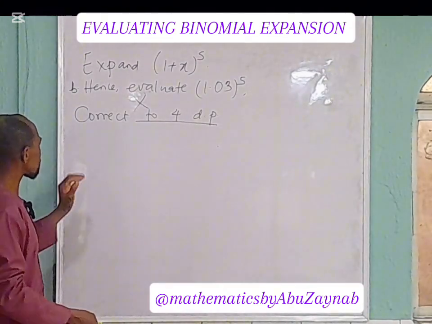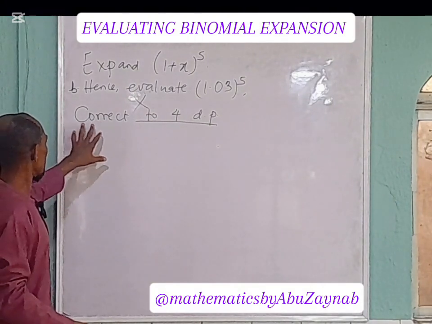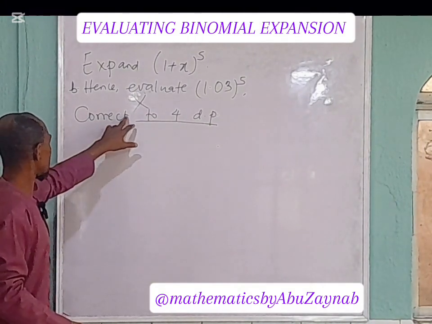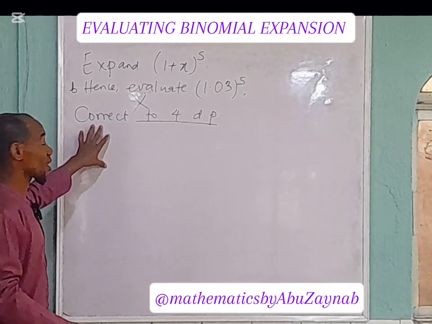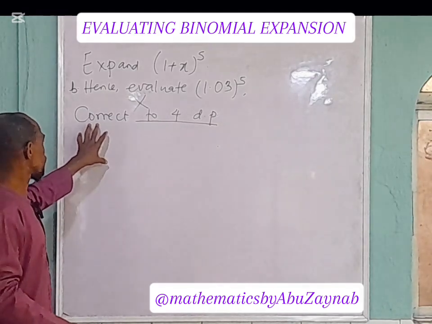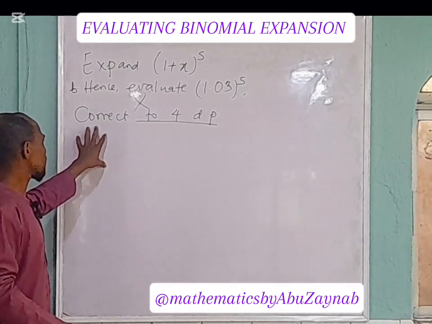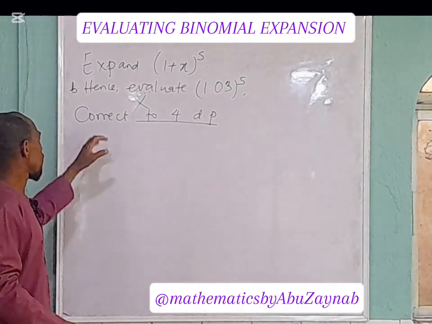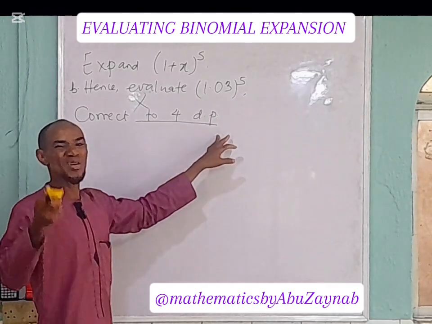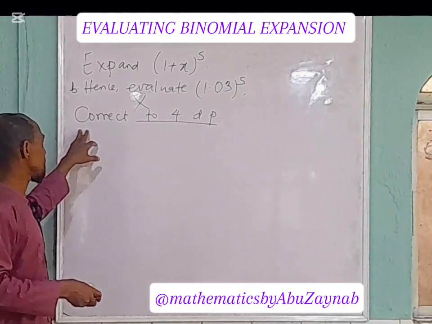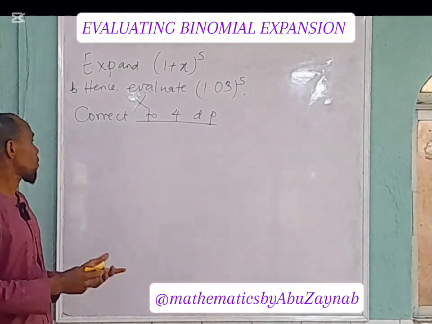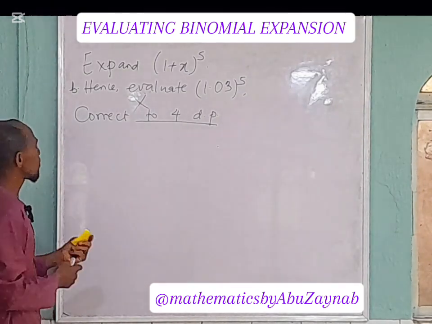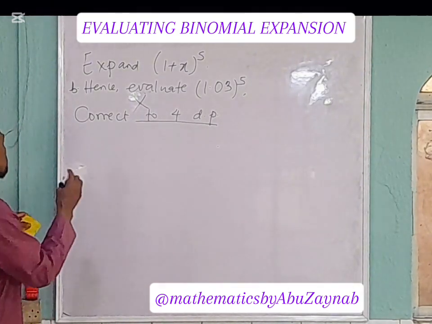That's one. Then two, a mistake that students or candidates often make in an exam is not solving their questions correct to the given degree of accuracy. Here, you have to solve correct to 4 dp, so you must necessarily leave the answer in 4 dp. That's 4 decimal places. So after taking note of those two, let's go in and solve this problem.